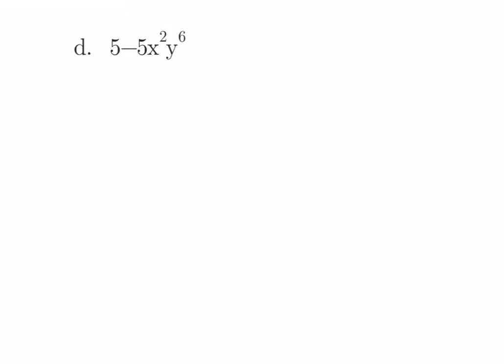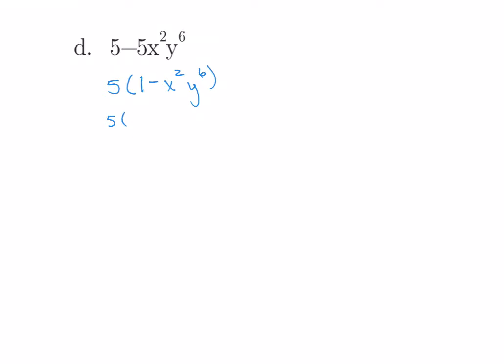The first thing, I'm going to go ahead and just leave it in the form that it's in. The first thing I want to do is factor out a 5. And if I factor out a 5, I am left with 1 minus x squared y to the 6th. Now this is difference of squares. 1 is a square, x squared is a square, and y to the 6th is a square. So we can go ahead and do difference of squares.